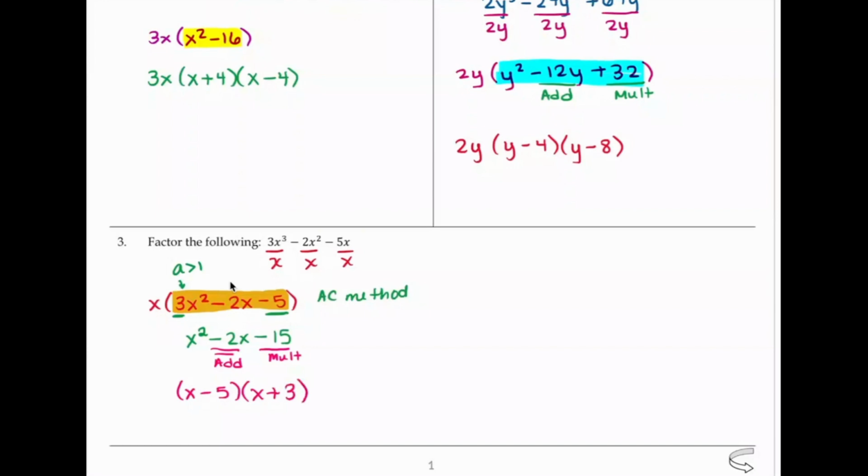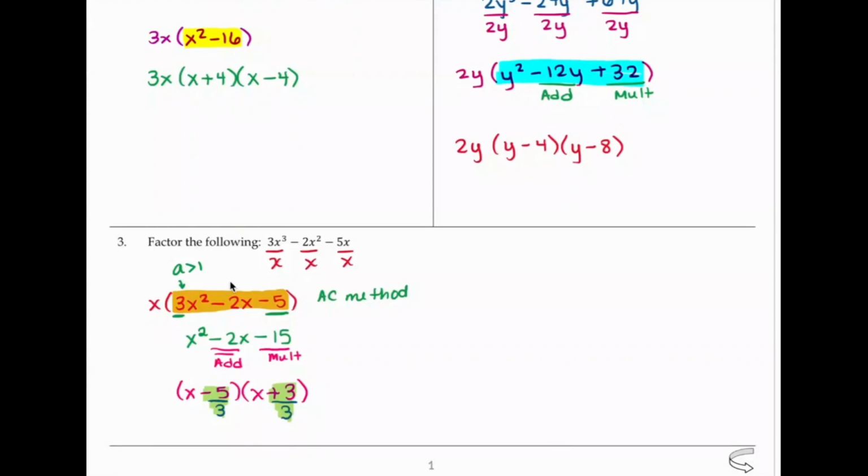But wait a second. My problem was not x squared minus 2x minus 15. We simplified it so we can easily factor that. What our trinomial was, was 3x squared minus 2x minus 5. So once I get my factors for the basic, I am going to bring back that 3 by dividing the numbers by that a term, in this case 3. And we are going to see if we can simplify the fractions. If we can, we are going to simplify, and that would be my answers.